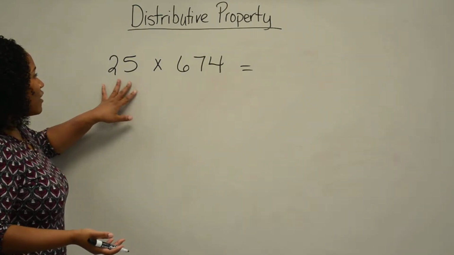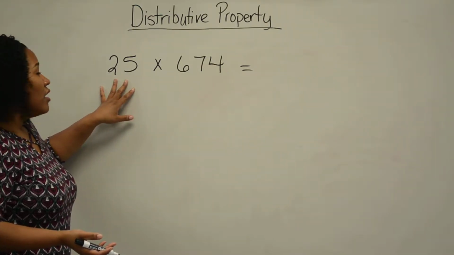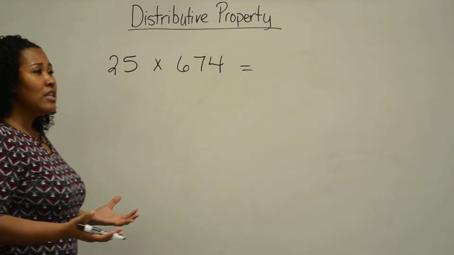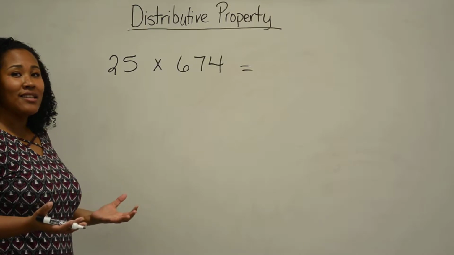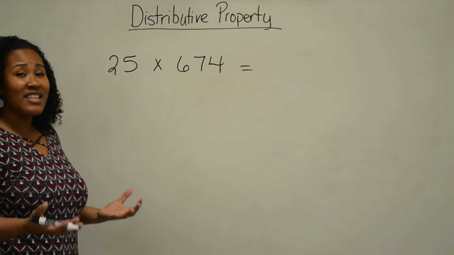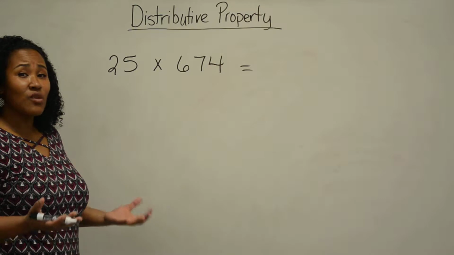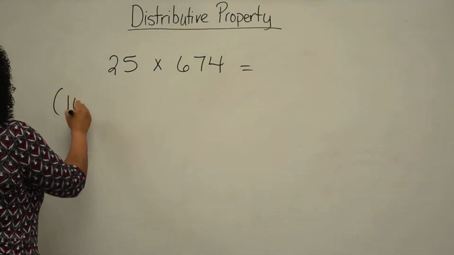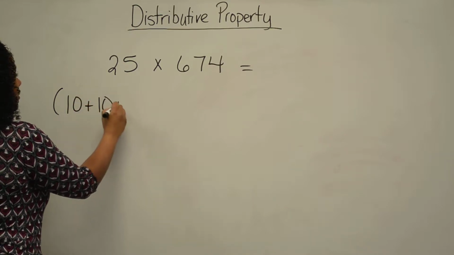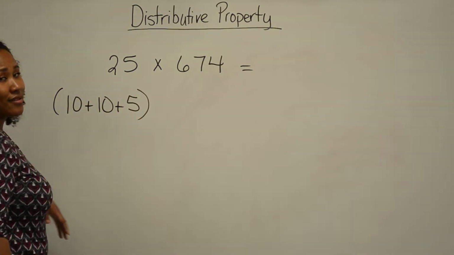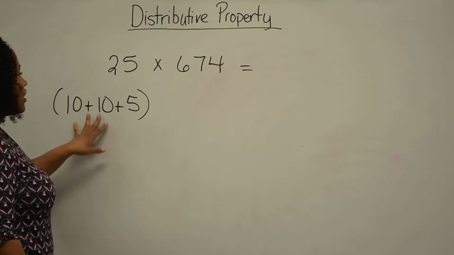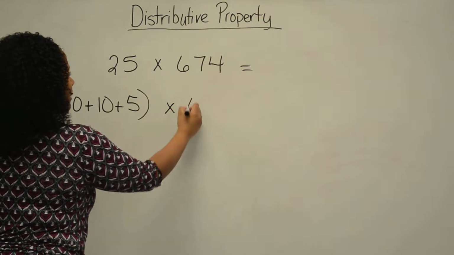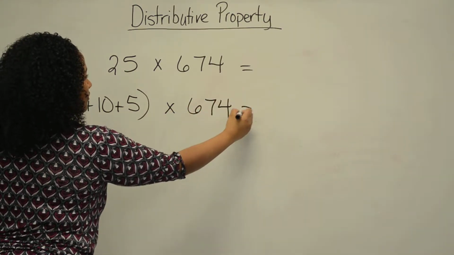I'm going to start off by breaking apart this 25, okay? So I'm going to break it up into easier chunks that I can multiply with. Normally when I break up a number, I like to think in terms of tens. That's the easiest number to multiply by. So that's the way I like to do it. So I'm going to take this 25 and break it up into 10 plus 10 plus 5. Look at those nice friendly numbers. We're going to use that. We're going to bring down our times symbol and we're going to keep 674 right here.